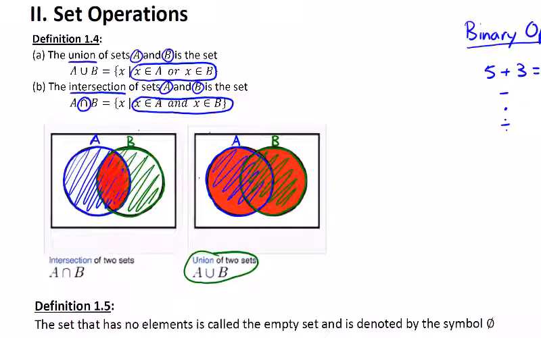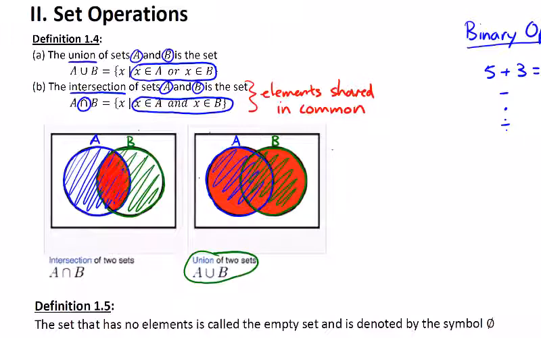So I oftentimes think of the intersection as being elements shared in common. So any elements that are shared in common would be considered part of the intersection.